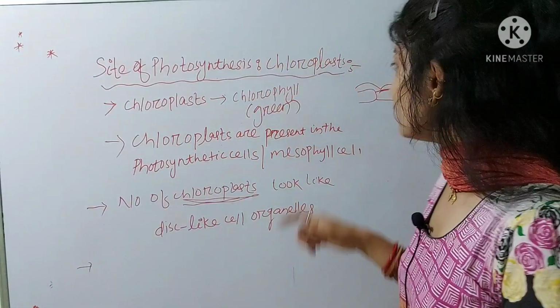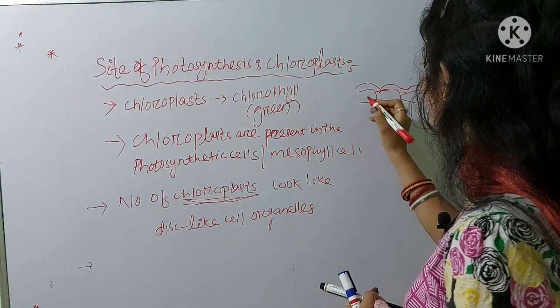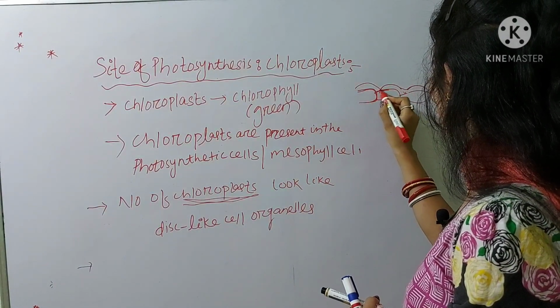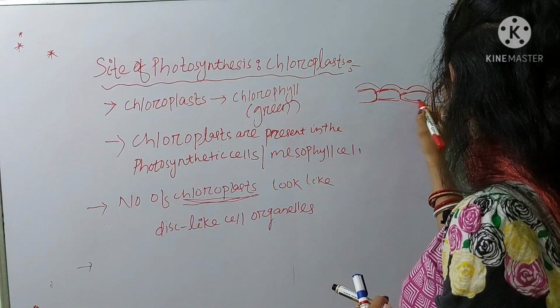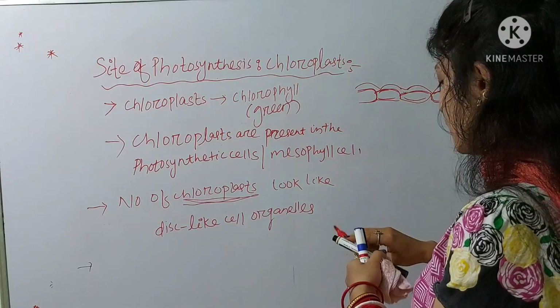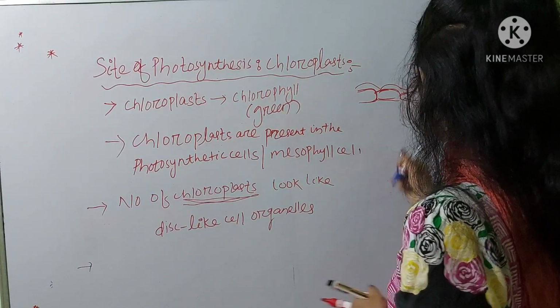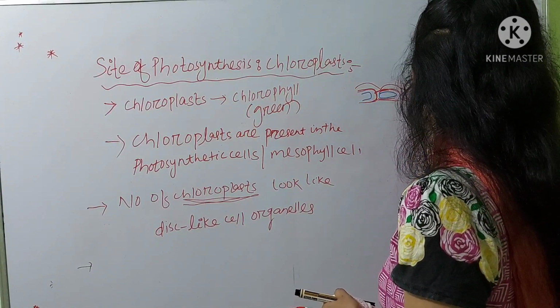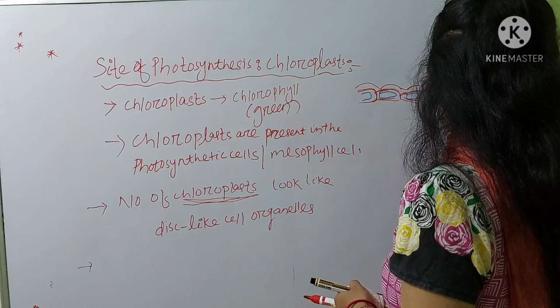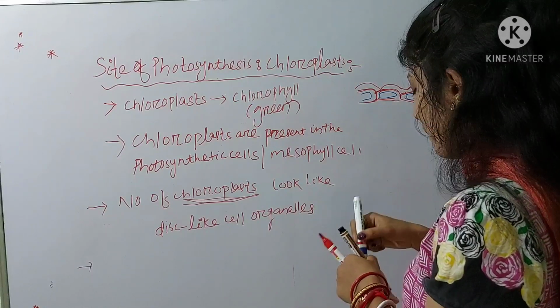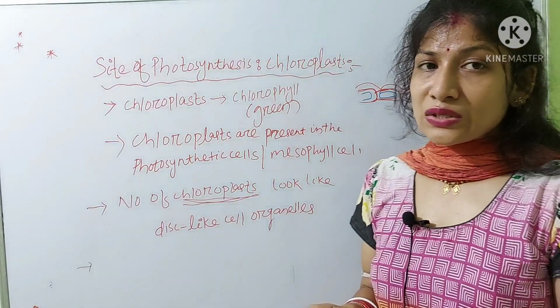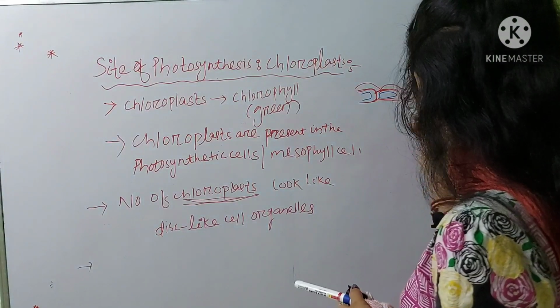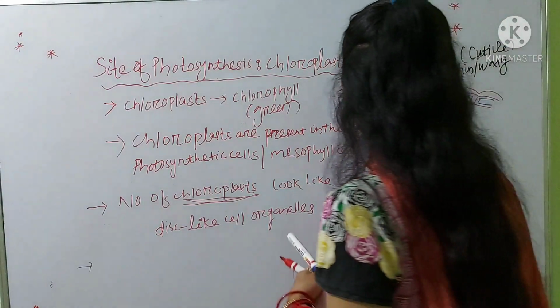If we observe the cross section of the leaf, first we are able to see the thin waxy layer which is known as the cuticle. After the cuticle, the palisade tissue is present.